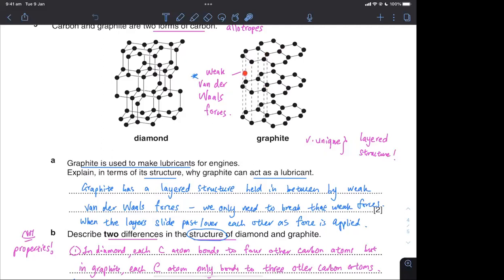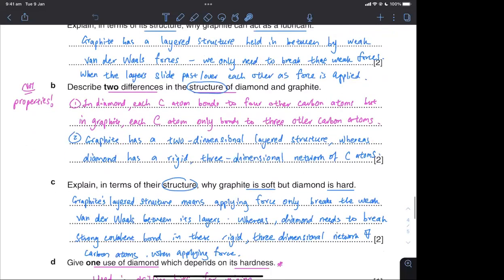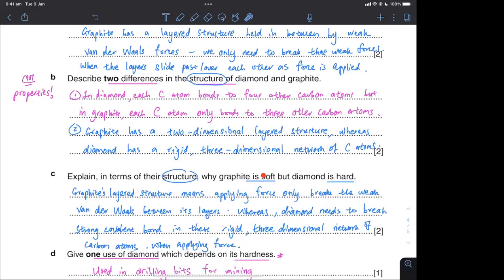And then talk about the weak van der Waals forces. When the layers slide over each other, you're just breaking these weak van der Waals forces. You don't change the covalent bond at all. But then when you want to talk about soft and hard, the soft nature is to do with the sliding of the layers. So you just need to break the weak van der Waals forces between the layers. I know in the notes it's quite long, but you need to try and understand: for 2 marks, you need to write 2 points.